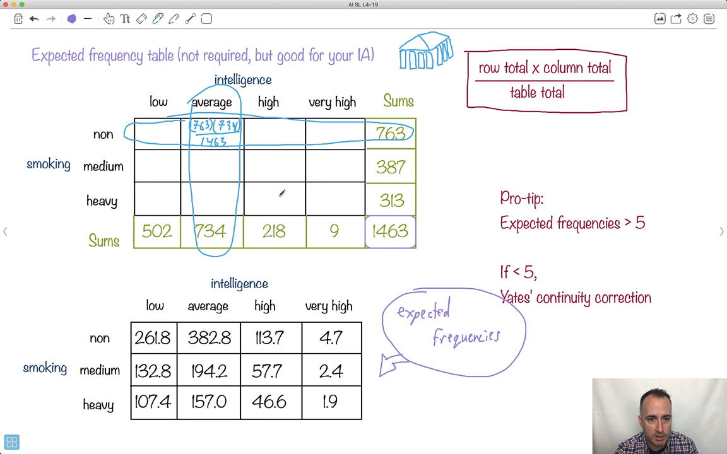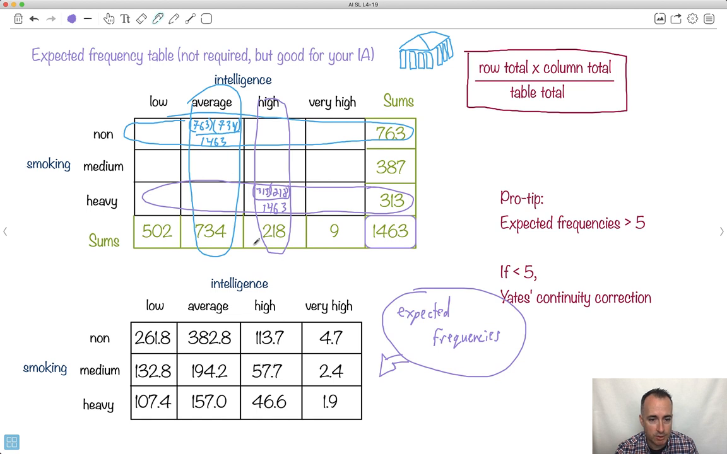So this number right here, well, it'll be in this row and this column. Do you see that? This is sort of where its coordinates are. That's where it sits. So I would do 313, which is this total times this total, 218, but I would still divide it by 1463. And this number then will give me 57.7 and so on.